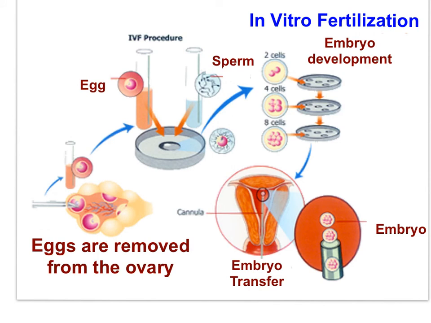Hormones are used to induce the woman's ovaries to grow several mature eggs. The mature eggs are harvested and mixed with the male sperm provided by the woman's partner. Following fertilization, the embryos are allowed to develop to the 8-cell stage, whereupon a number of embryos are implanted into the woman's uterus for a pregnancy.